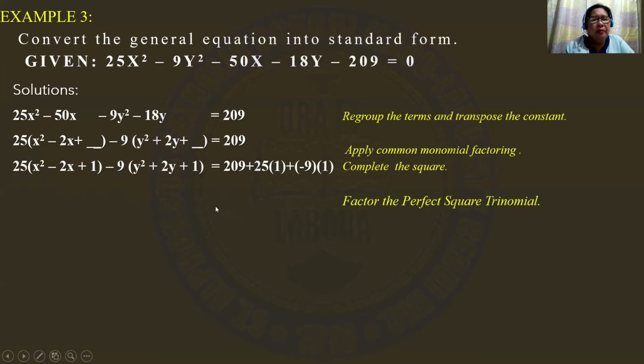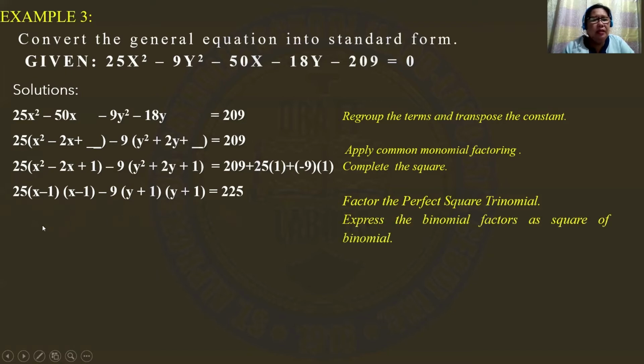And then factor the perfect square trinomial. We have to factor this trinomial. We have x minus 1 times x minus 1. Here we have y plus 1 and y plus 1. And then express the binomial factors as square of binomial. So we have 25 times the square of x minus 1 minus 9 times the square of y plus 1 is equal to 225.